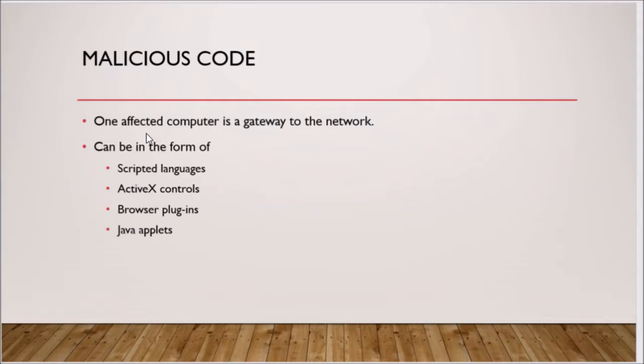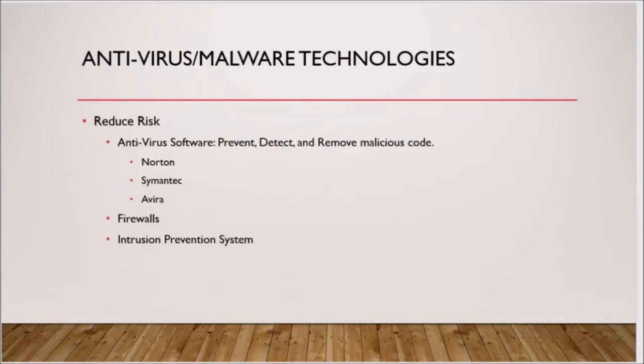So once one computer is affected, it's possibly a gateway to the rest of the network. You've just done some bad things there and gave access to all the bad guys. It can be used in the form of scripted languages, ActiveX controls, browser plugins, and Java applets. Some of the technologies out there to mitigate this risk are antivirus software, whose goal is to prevent, detect, and remove malicious code. Some examples of these are Norton, Symantec, Avira.